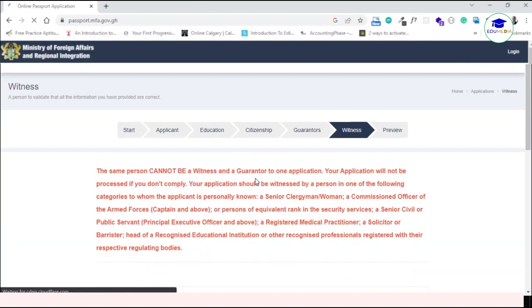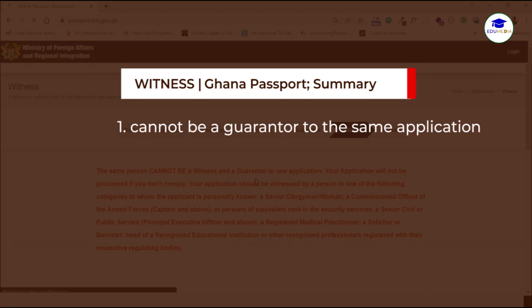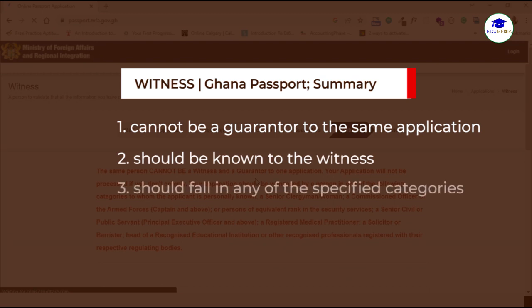in the security services, a senior civil or public servant, that's principal executive officer and above, a registered medical practitioner, a solicitor or barrister, head of a recognized educational institution, or any other recognized professionals registered with their respective regulating bodies. What we can understand from this extract is that the witness cannot be the same person as the guarantor to this same application. Also, the applicant should be known to the witness. 3. The witness should fall in any of the specified categories.